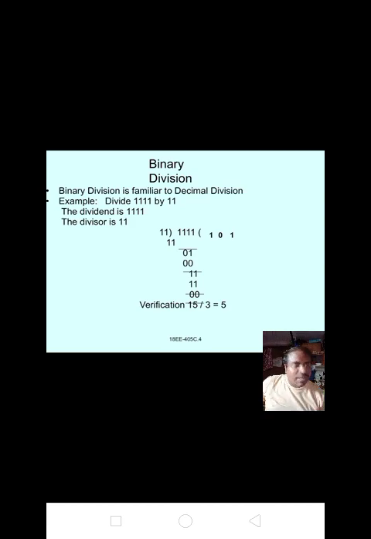We can easily verify this. 4 ones means 15. 2 ones means 3. 3 times 5 is 15, remainder 0. The quotient is 101, which means 5. The answer is correct. 5 marks.